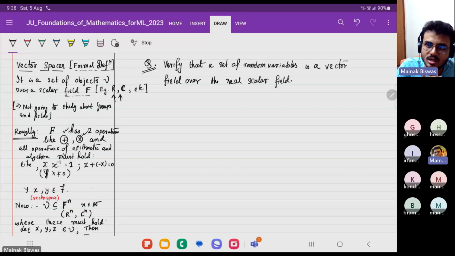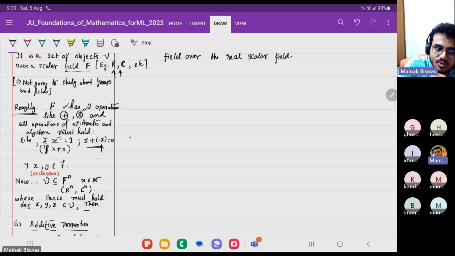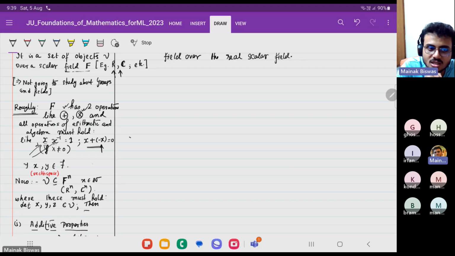I will not do what is a field. I will just give you a very vague idea of what a field is. For each of these operations, you will have an inverse. So you have an additive inverse over here, where x plus minus x is 0. And you will also have a multiplicative inverse such that x into 1 by x is equal to 1. Similarly, you will have other properties like x plus y plus z is equal to x plus y plus z, which is also called the associative property, and so on. All normal algebra rules must hold.